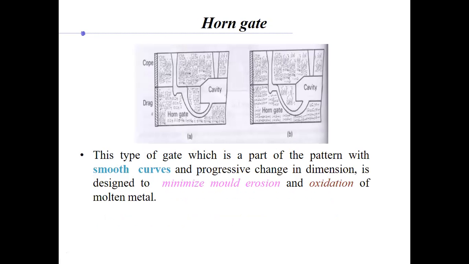Horn gate, right? This type of gate, which is a part of the pattern with smooth curves and progressive change in dimension, is designed to minimize mold erosion and oxidation of molten metal. As you can see, horn type. So smooth curves are provided, basically to avoid mold erosion and oxidation also, as we have discussed. So to avoid all those problems, we're keeping these smooth kind of curves, basically horn shape. That's why we're calling it horn.